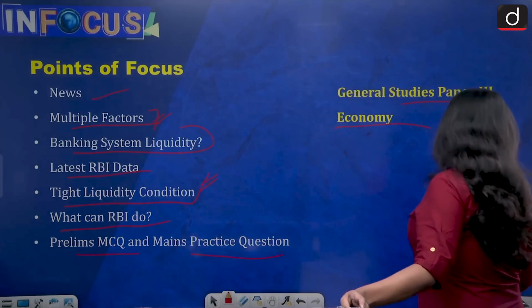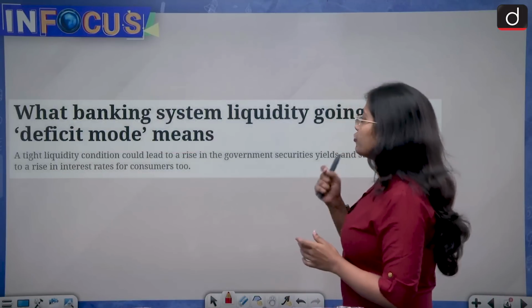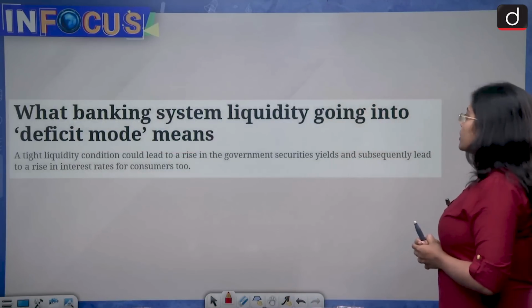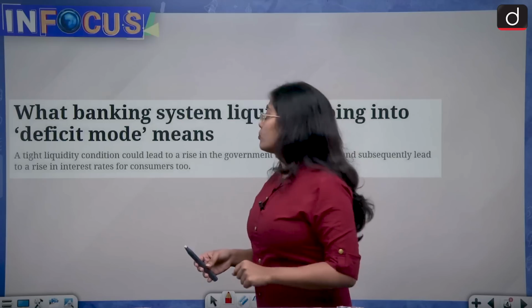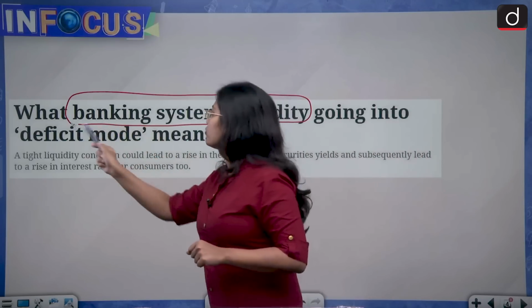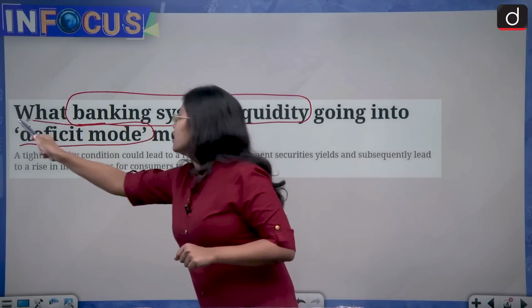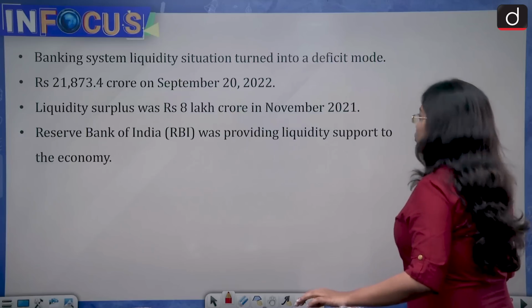So now let us look at the news, and this news has been taken from the Indian Express, and it says, what banking system liquidity going into deficit mode means. So there are two basic components in this. First is banking system liquidity. What is the meaning of liquidity? And second is the deficit mode. So first let's see what the news is.